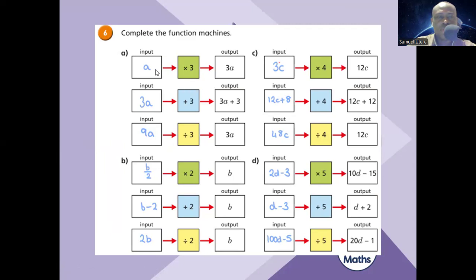Okay. This one, you times by 3. Here you're adding 3. So if you do the inverse operation, you'll find out the input. Because you're timesing by 3, you need to divide by 3. And then here, if you do the inverse operation, you're taking away 3. Here, you're dividing by 3, so you need to times by 3. You do the inverse operation.